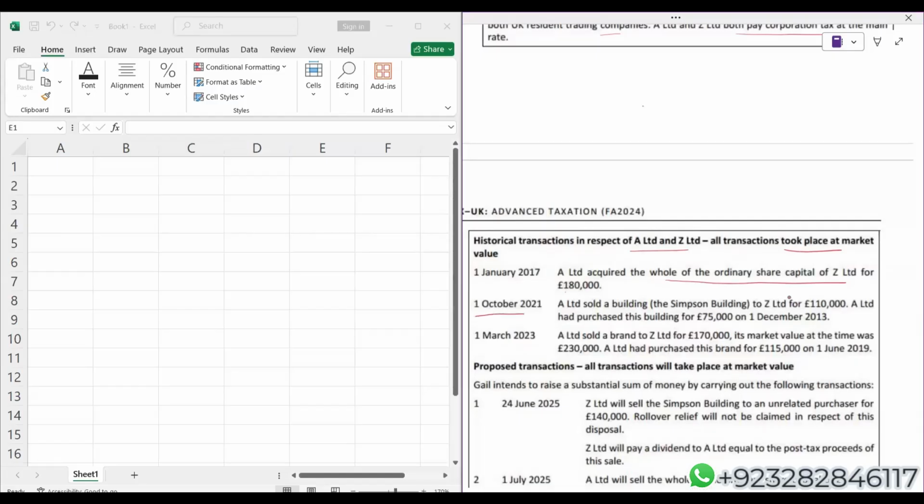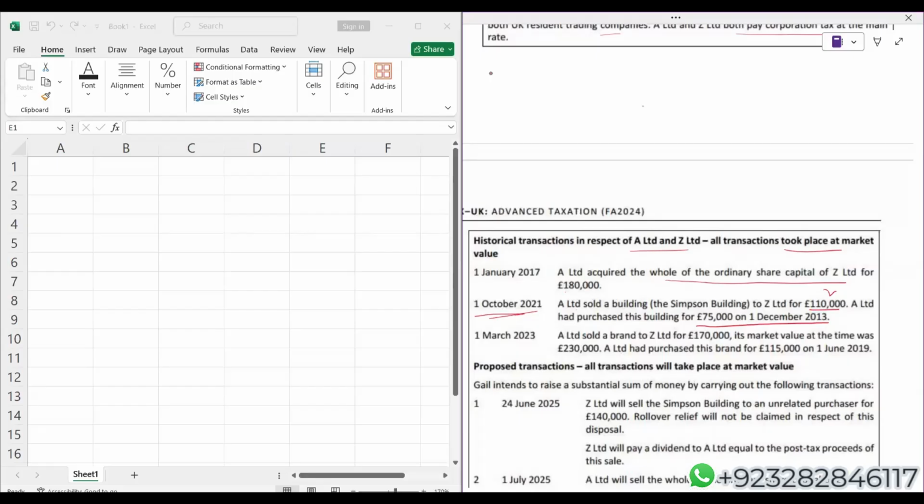1st October 2021, Arrow Limited sold a building, the Samson building, to Zephyr Limited for 110. Arrow Limited had purchased the building for 75,000 on December 13. October 21, what is happening? Arrow Limited sold the building to Zephyr. We know that Arrow and Zephyr are both members of a 75% capital gain group. And when there are disposals of assets within the 75% capital gain group members, logically there will be no gain, no loss.